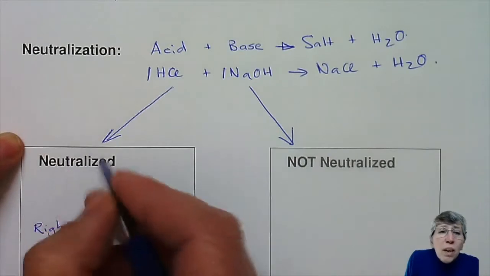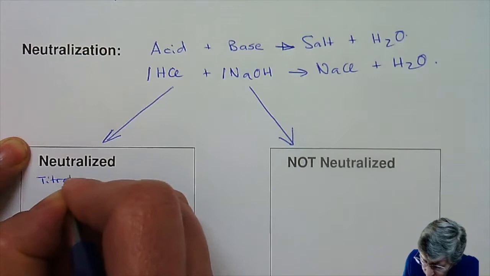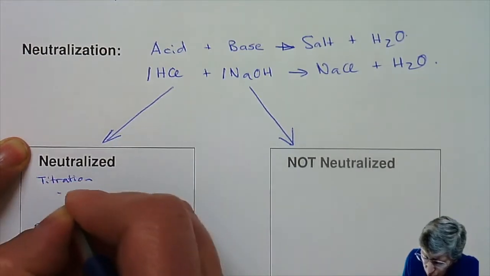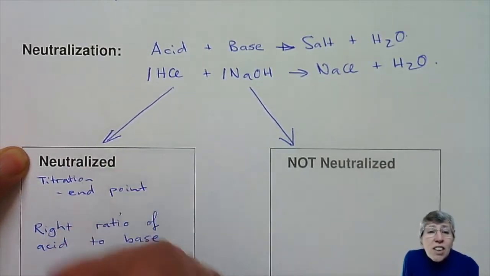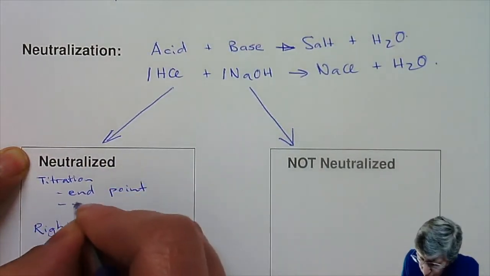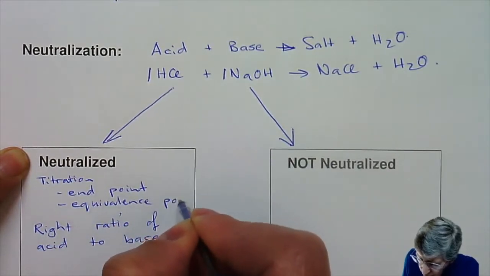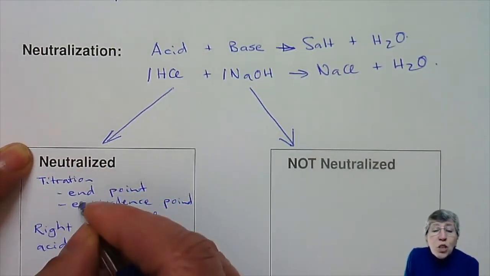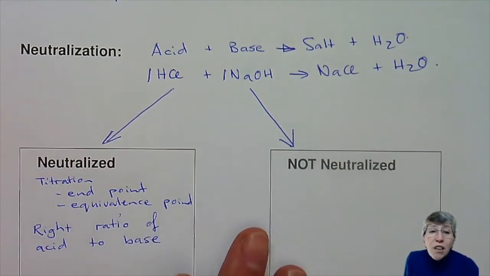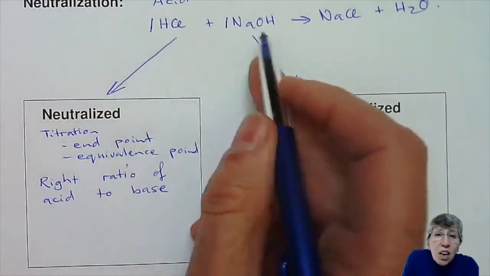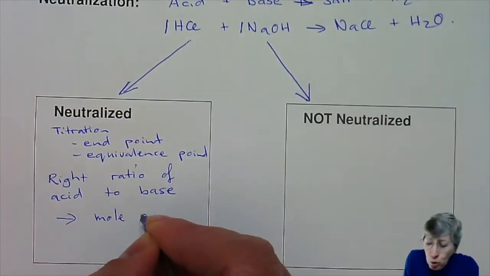Another way that they can tell you that they're in the right ratio is when it is a titration, they will tell you you are at the end point, or they sometimes call that the equivalence point. So all of those in a question will tell you only that they are now in the right ratio. And if they are in the right ratio, according to the equation, it means you can do ordinary mole calculations.